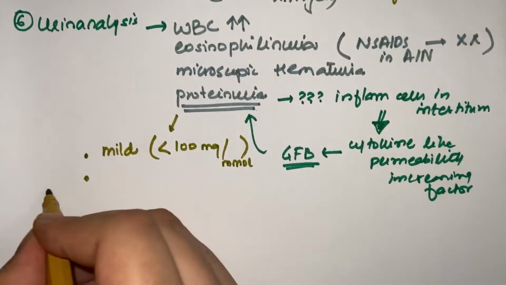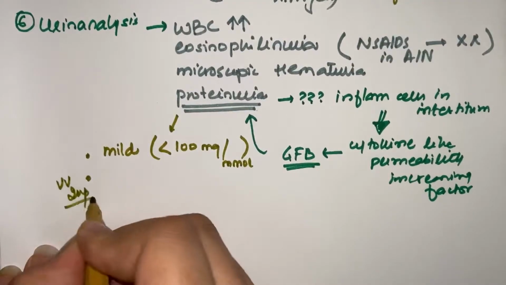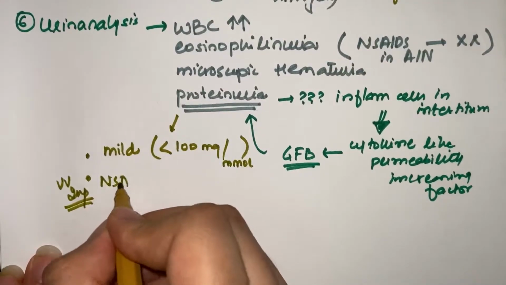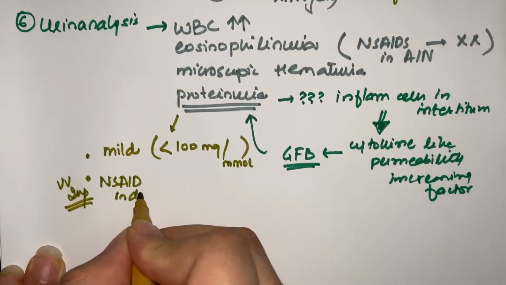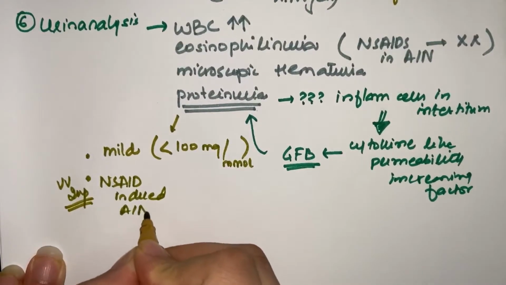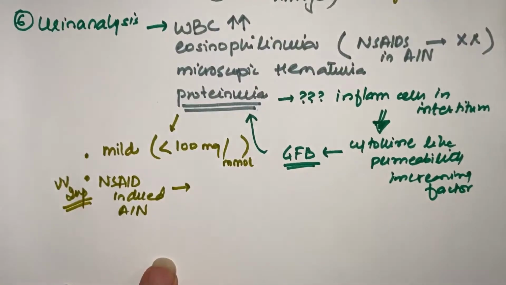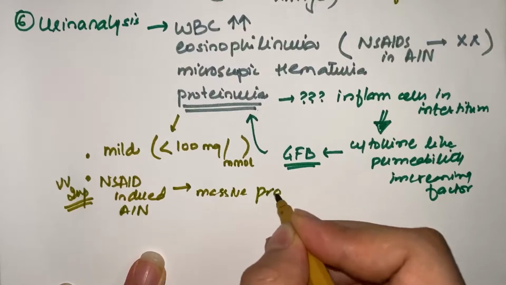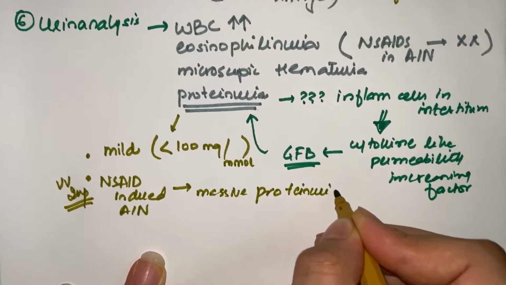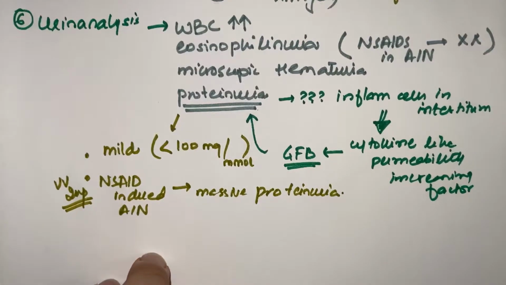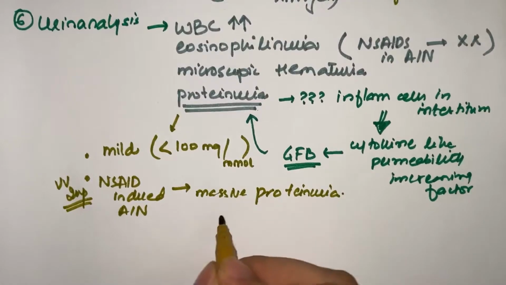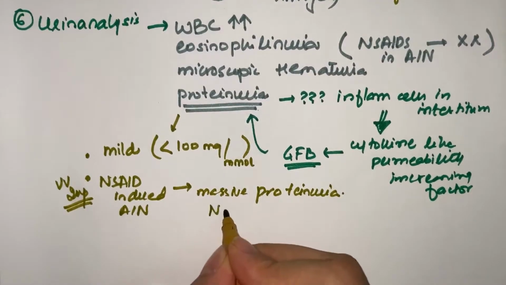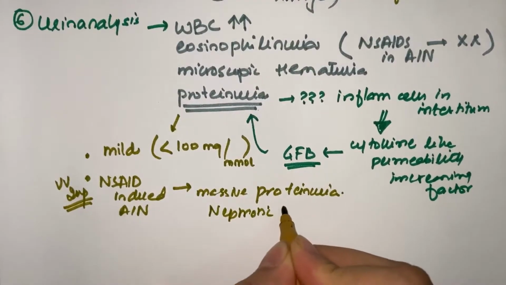But a very important point is that if the patient is having NSAID induced acute interstitial nephritis, then in that case the patient will present with massive proteinuria. It's a very important point for MCQ purpose and for your clinical practice, that massive proteinuria will be seen. And what will be the range of this proteinuria? It will be of nephrotic syndrome range.